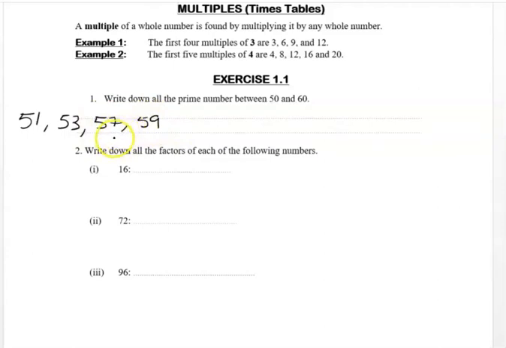Now we need to check if any of these numbers are multiples of 3. Now 51, if I did 5 plus 1, I get 6. That means that 51 is a multiple of 3. Now if I did 5 plus 3, I get 8, not a multiple of 3, so it's not in the 3 times table. So 5 plus 7 is 12, and 12 is a multiple of 3, so therefore 57 is not a prime. 5 plus 9, that's going to give me 14. 14 is not a multiple of 3, not in the 3 times table. So my final solution is going to be 53 and 59.